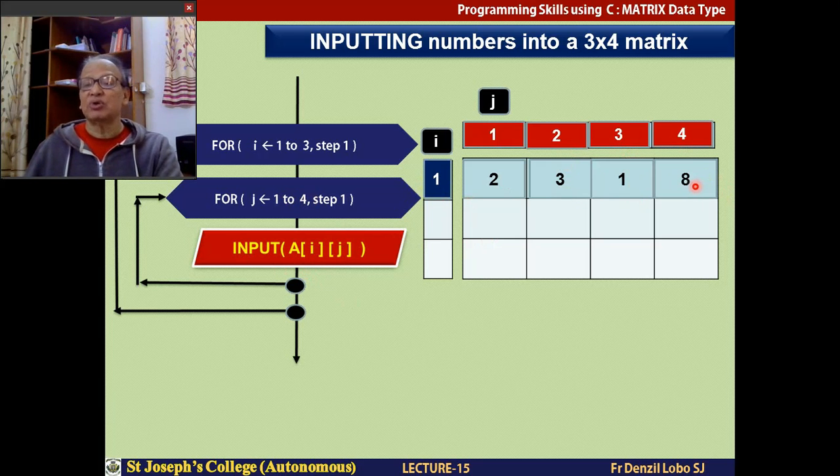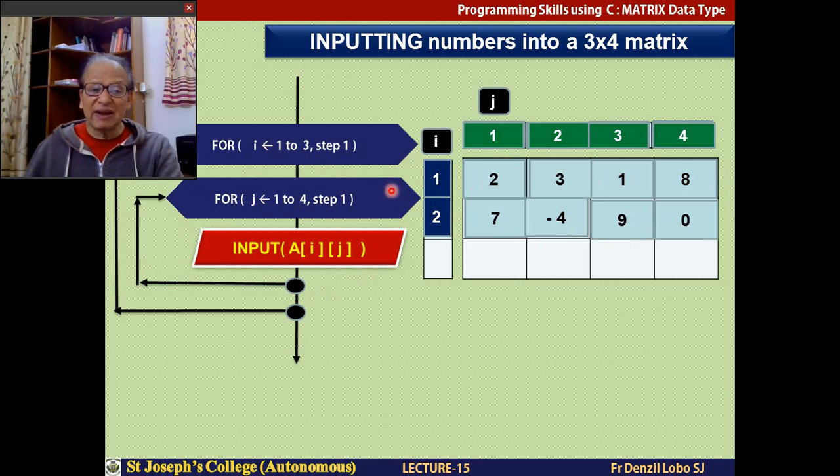The number goes into the fourth column of the first row. Now again it comes out because we have finished here. It comes out of the loop. i becomes 2, and then j is 1. And then I insert 7, j is 2, I insert minus 4, and j is 3, I insert 9, j is 4, I insert 0.